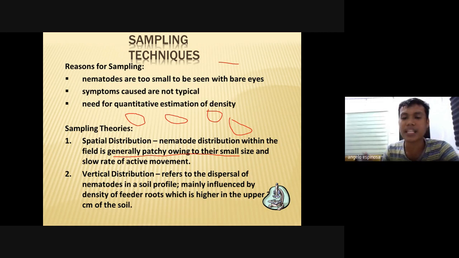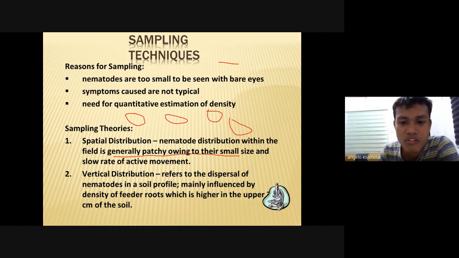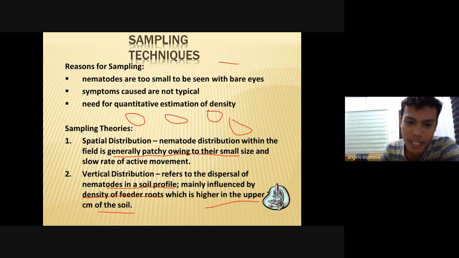Ang sinabi mo namang vertical distribution refers to the dispersal of nematodes in a soil profile. O, saan nakikita ang soil profile? Sa soil horizon. Mainly influenced by density of feeder roots. Nagkaroon ng root knot, which is higher in the upper 3 cm of the soil. That is 30 cm of soil.